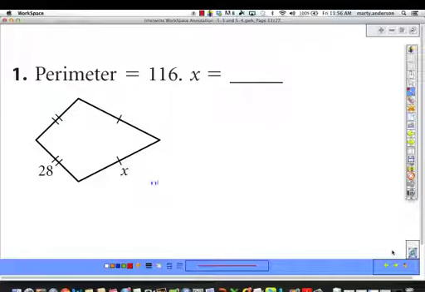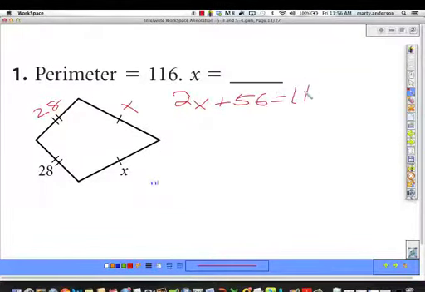We're going to do a few problems together. We'll skip over a couple on the slides here, but you have these. If you flip to the next page of your handout, they're telling us that the perimeter is 116. I know this is 28, this is 28, this is x, this is x for my kite. All I have to do is add up 2x plus 2 28s, must be about 56, equals 116.